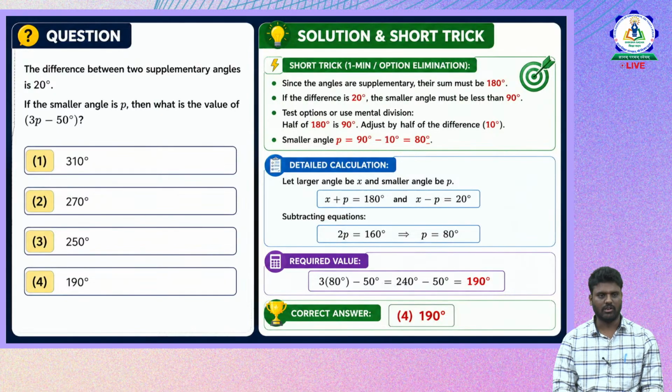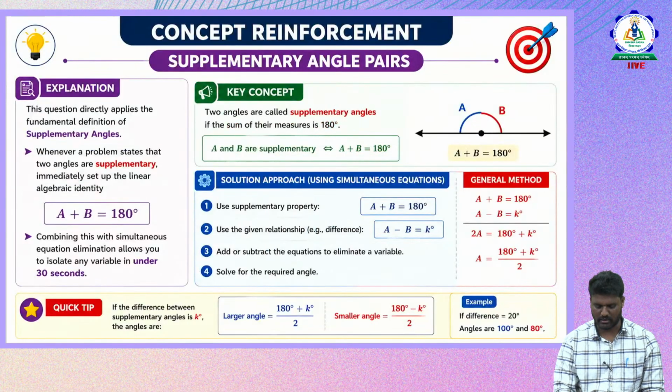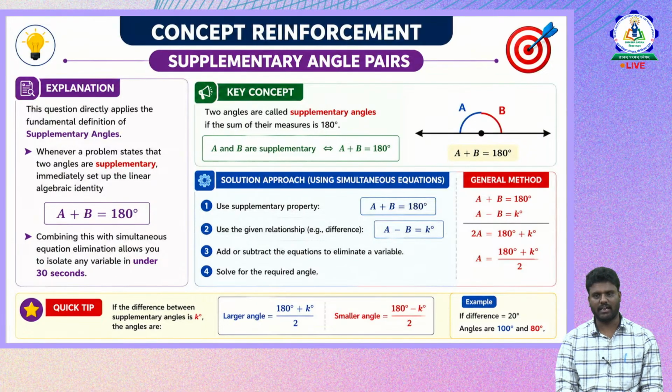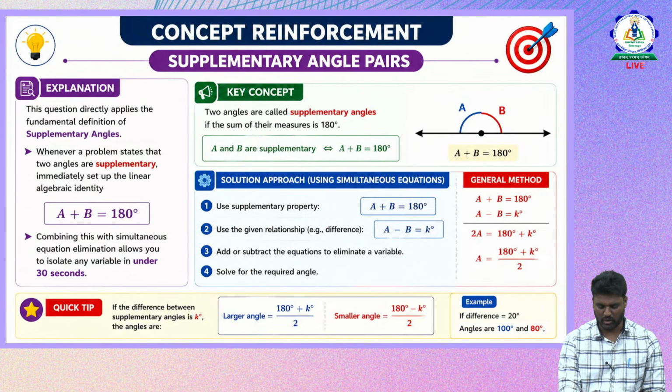Which is the correct option? Let us see now. If you read the question, the difference between the two supplementary angles is 20 degrees. If the smaller angle is P, then what is the value of 3P minus 50? So what is the concept involved here? They are asking based on supplementary angles. Supplementary angles, as we discussed in the previous slide, are two angles whose sum is 180 degrees.